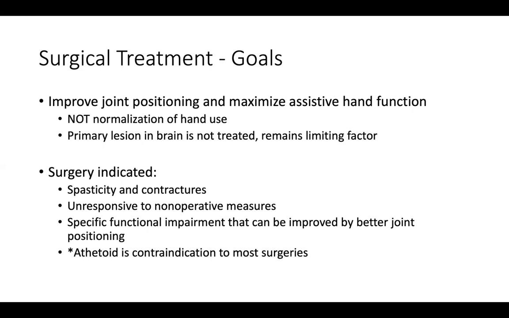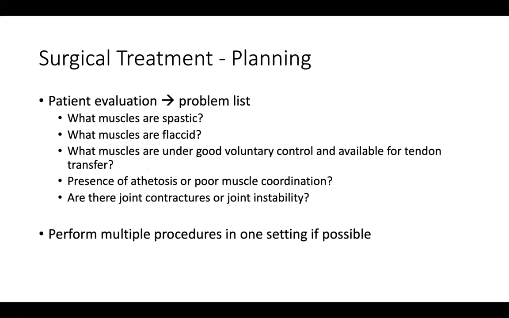And surgery is indicated in patients that have spasticity and contractures that have been unresponsive to non-operative treatment. If they have a specific functional impairment that can be improved by better joint positioning, that's a good, strong indication for surgery. And it's important to note that for patients with athetoid CP, that's a contraindication to most surgeries. Specifically, a lot of the soft tissue procedures that we have are not successful in those patients.